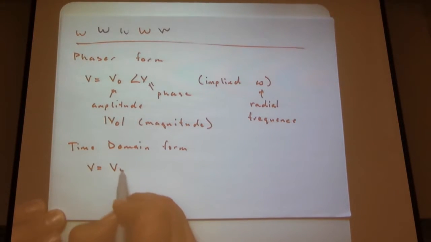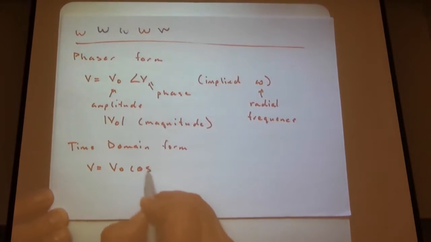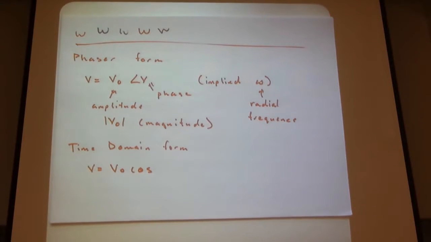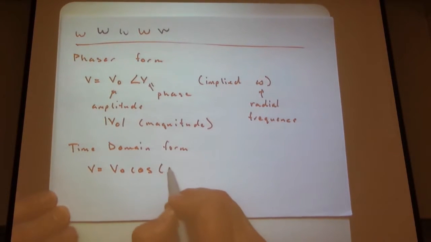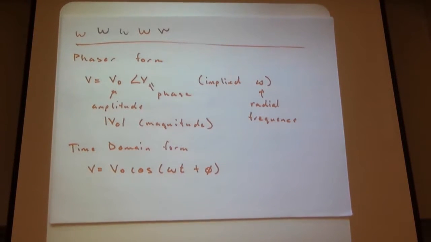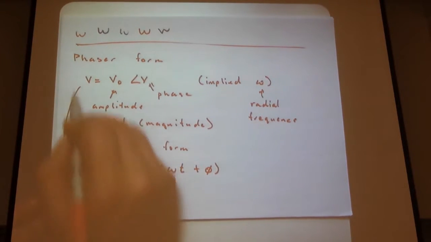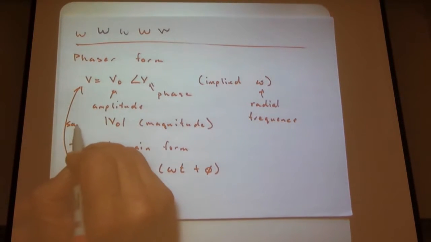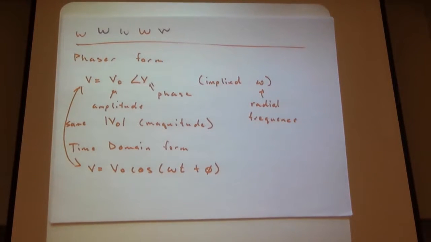With again some amplitude, same amplitude. And I tend to use cosine. You can use sine, it doesn't matter. Omega t plus phi. As long as you're consistent. So if you use sine, always use sine. If you use cosine, always use cosine. So these are the same signals, just written a different way.